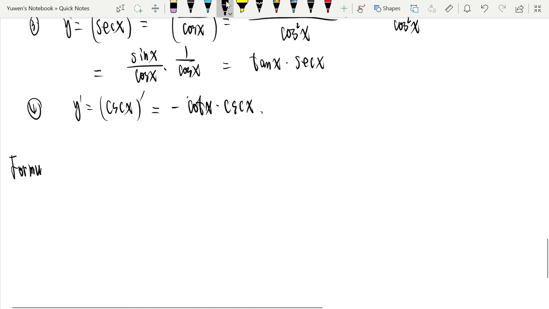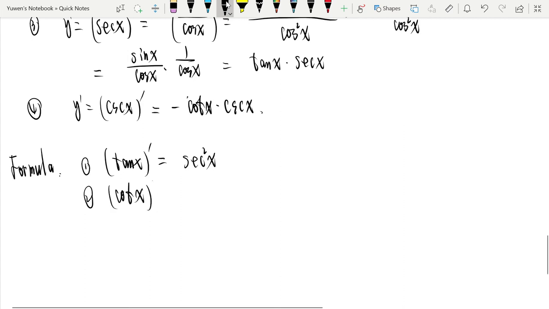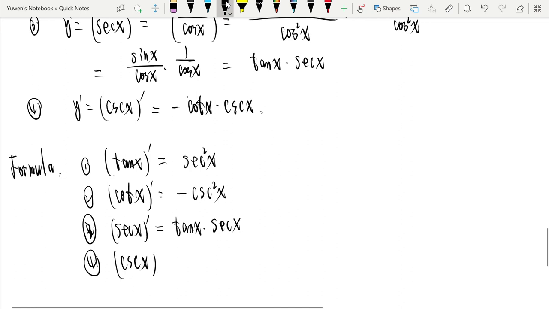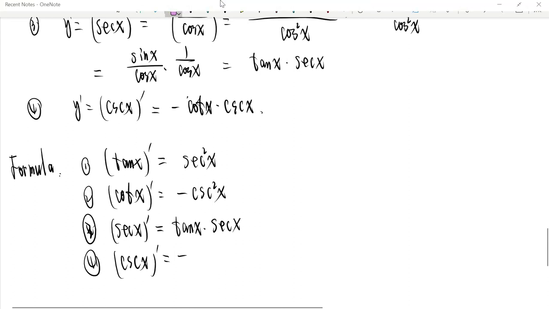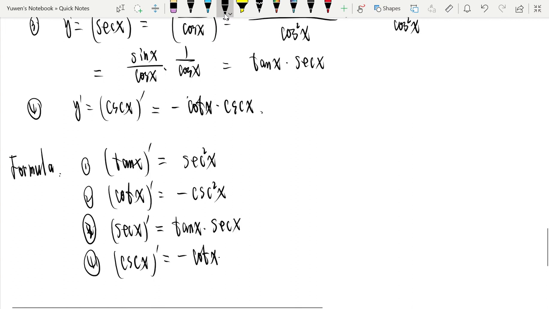So we have four more formulas. The derivative of tangent x is secant x squared. The derivative of cotangent x is negative cosecant x squared. The derivative of secant x is tangent x times secant x. And the derivative of cosecant x is negative cosecant x times cotangent x, that is negative cotangent x times cosecant x. We can use these as basic formulas in the following classes.